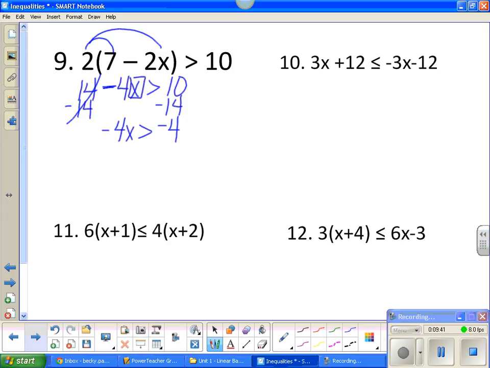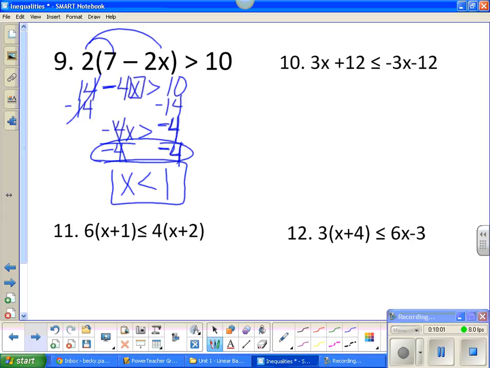Now I'm going to divide by negative 4. Do I flip? Yes, because I divided by a negative. And a negative 4 divided by negative 4 is a positive 1. My x is on the left-hand side. All is good.